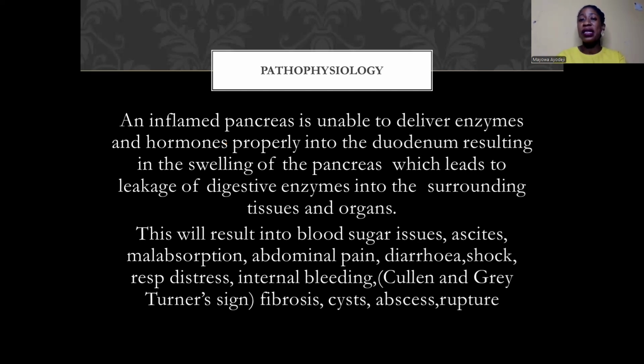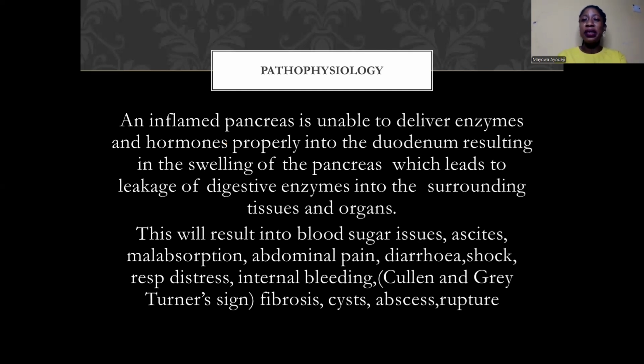Patients can also experience shock, because the inflammatory process is going on. Respiratory distress can occur if these enzymes that are seeping out find their way to the lungs. Then internal bleeding. These digestive enzymes that are seeping out to the surrounding organs are actually affecting the organs.